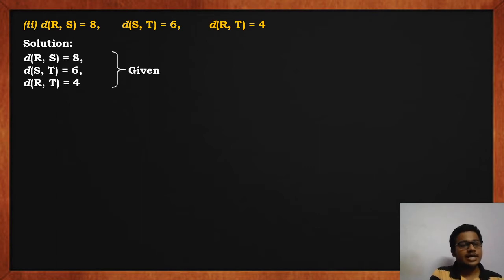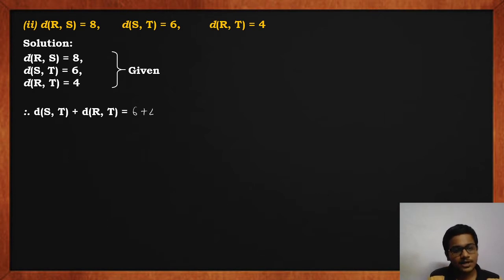In this sum, we'll again write all the three distances provided in the order it is given in the question. We'll make a flower bracket and we'll write given. Now again, which is the biggest distance, 8, 6 or 4? 8 is the biggest distance. It is of distance RS. Ignore this part. Add the other two distances. So therefore distance ST plus distance RT, which is 6 plus 4, which is equal to 10. Mark this as number 1.